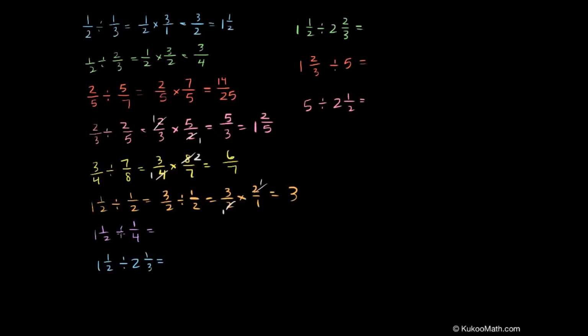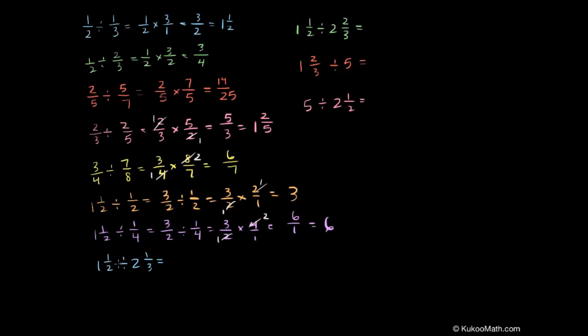So notice how we first changed it to an improper form, and then we flipped it. If your second number, such as in this problem, is a mixed fraction, you can't flip it until you've converted both to improper form. Alright, next problem, 1 and 1/2 divided by 1/4, which is the same thing as 3/2 divided by 1/4, which is 3/2 times 4/1. Now we can simplify 2 and 4, and then multiply across, we get 6/1, which is just 6.